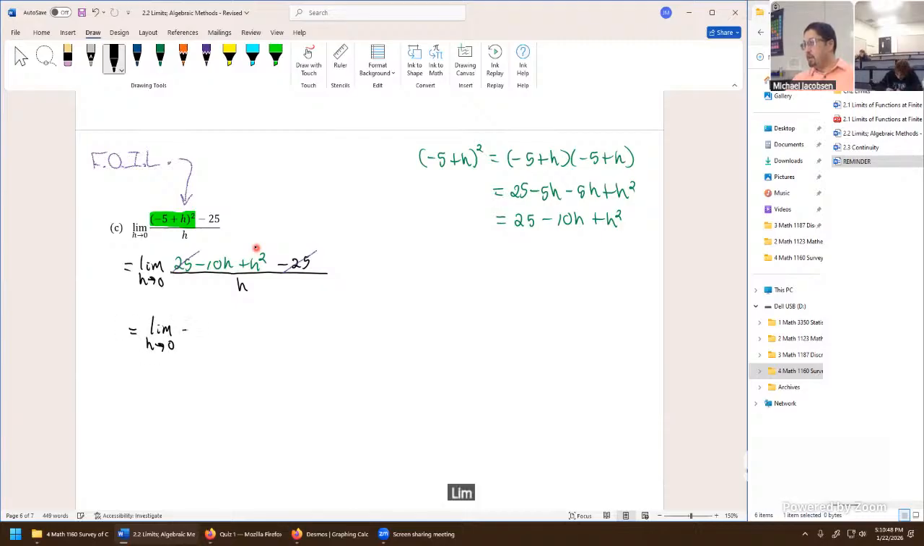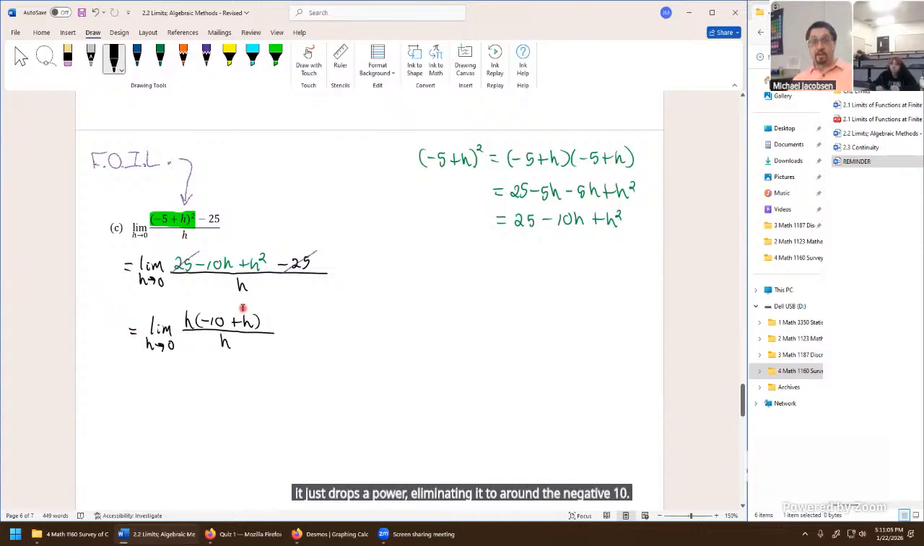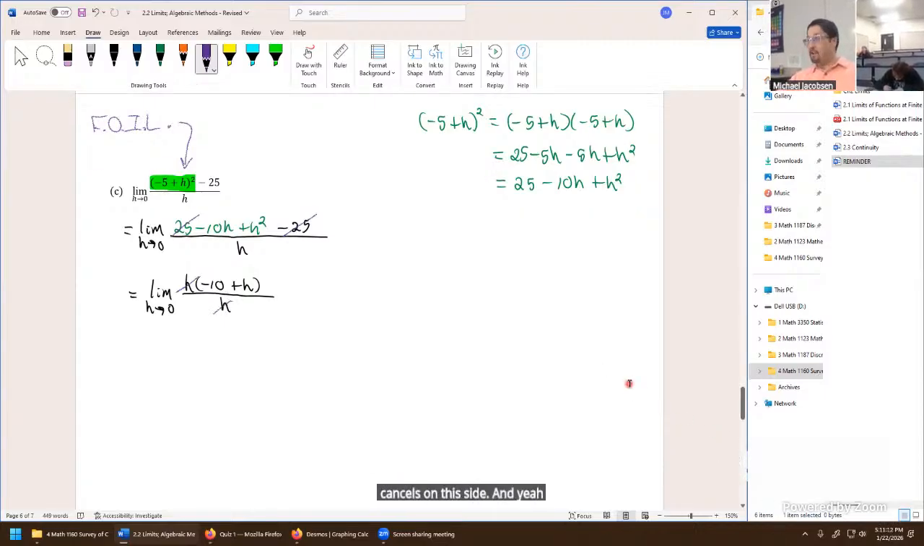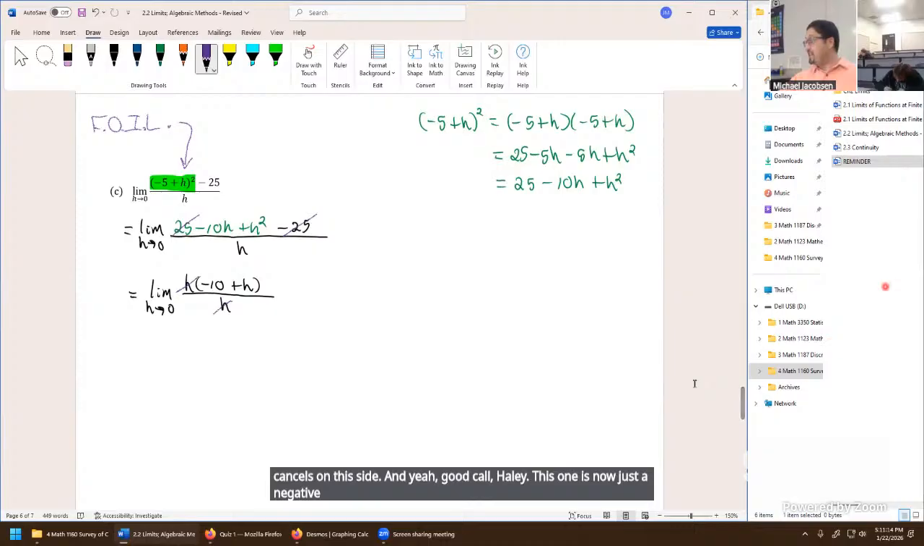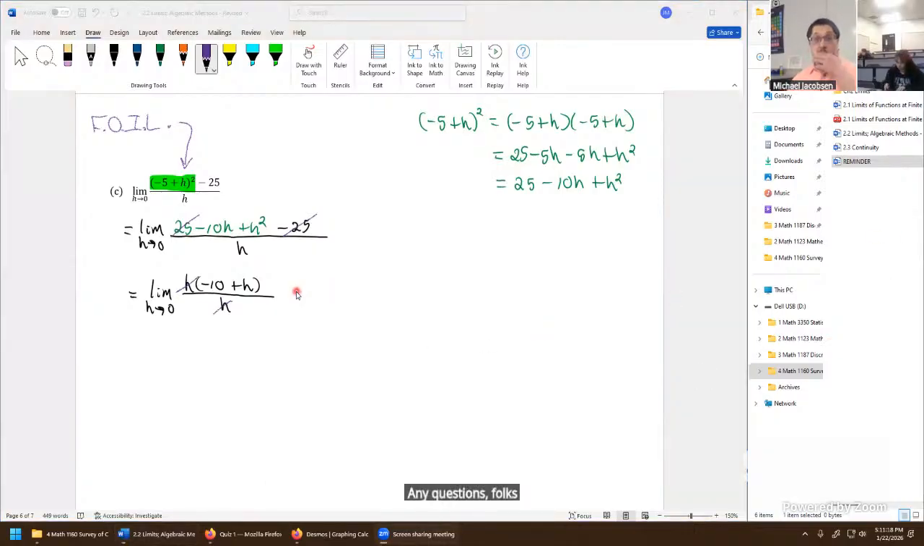limit as h goes to 0 of factor the h out, so h times minus 10 plus h is what you would get, divided by h. And this is the same as canceling h here and here. It just drops a power, eliminating it to around the negative 10 and making your h squared just h to the power 1. It cancels on this side. And yeah, good call, Haley. This one is now just a negative 10 right at this spot. Any questions, folks, on getting to this step?